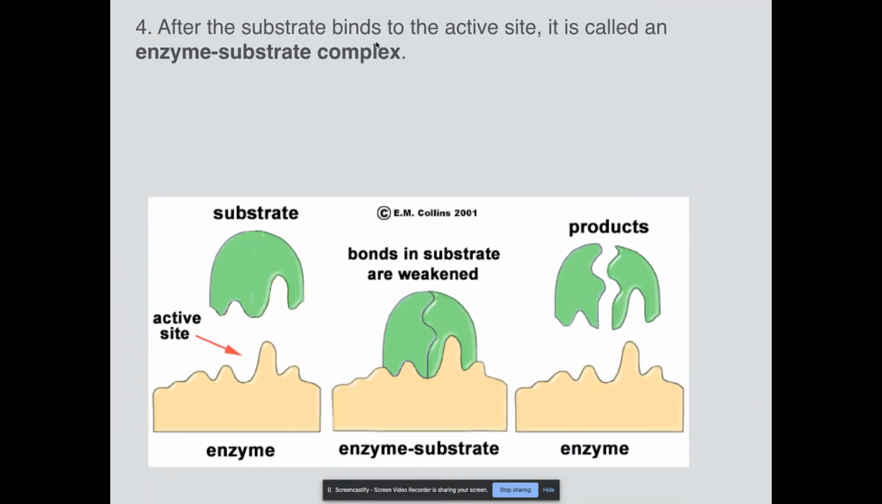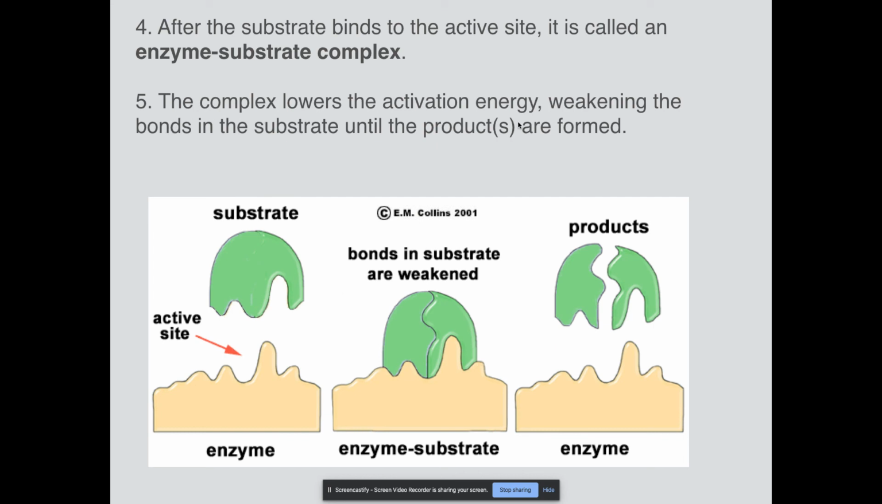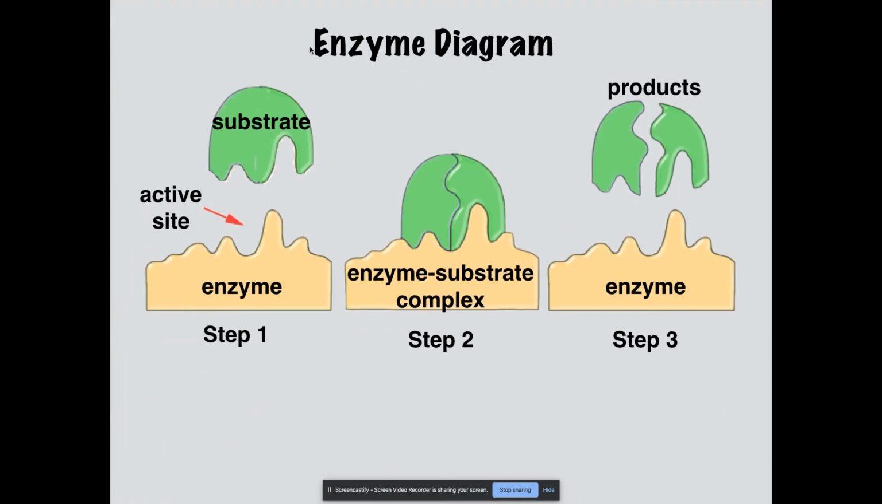Now, after the substrate binds to your active site, we call that an enzyme-substrate complex. And so what it normally does is it will weaken a bond, or if it's doing the opposite, if instead of breaking something apart it's building something, it will get two halves of something close enough that it will be able to form a bond really easily. And like it says, it lowers the activation energy, in this case weakening the bonds until you make your products. And so this diagram is what you need to copy down in your notes. And then that's it. So if you have any questions, feel free to let me know.